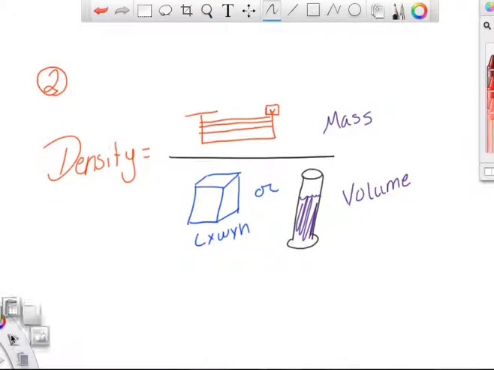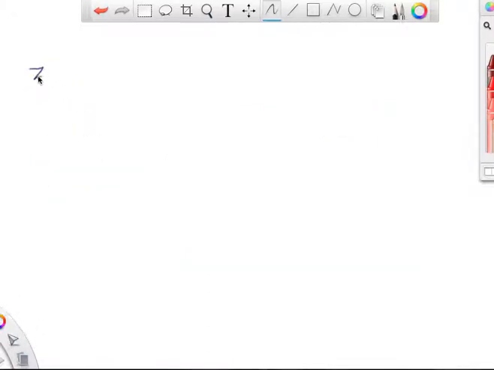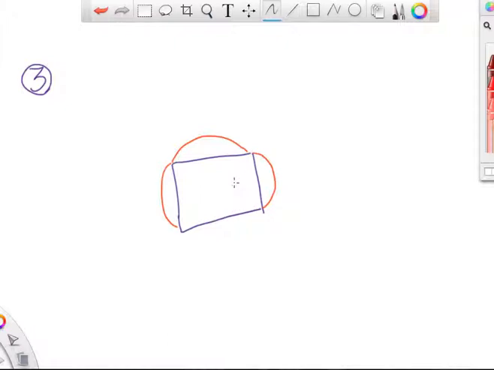Number three, what is pressure? And pressure is the force exerting on an area or surface. So if I have a box and that box is under pressure, you're going to see that the walls bulge out. Okay? And they bulge out because whatever's inside of the box is pushing on the walls and creating pressure.